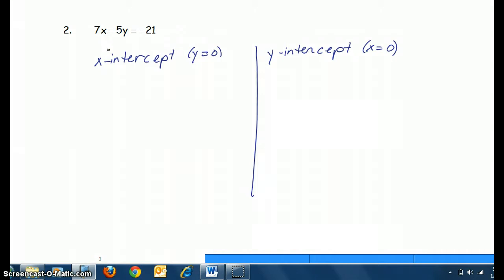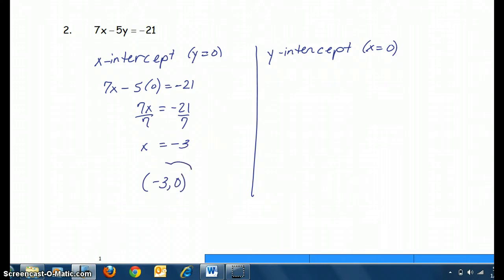Going to our equation, replacing every y with a 0, we would have 7x minus 5 times 0 is equal to negative 21. So 7x would equal negative 21, and dividing both sides by 7, x would equal negative 3. And so we would have an x-intercept at negative 3, 0.